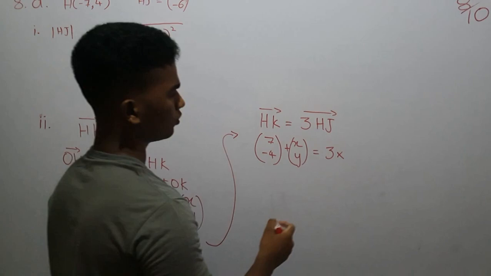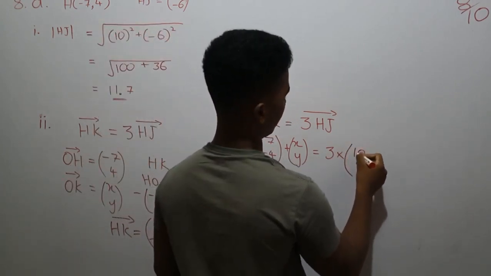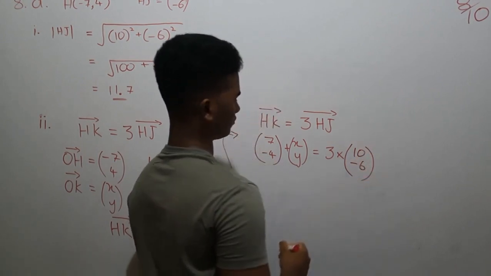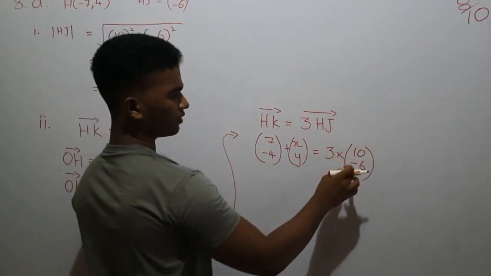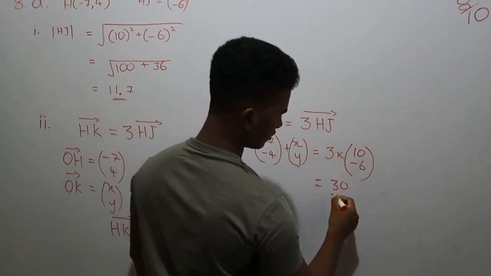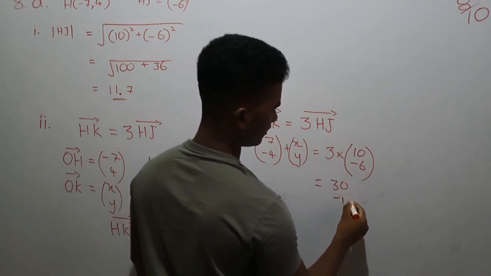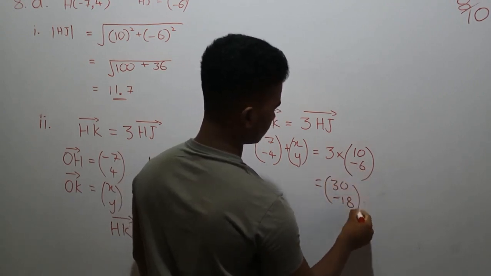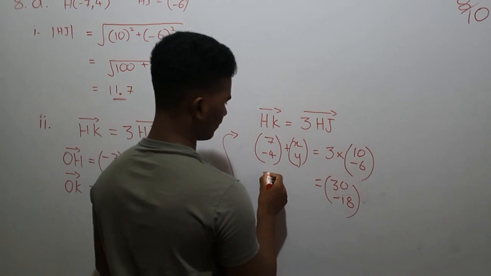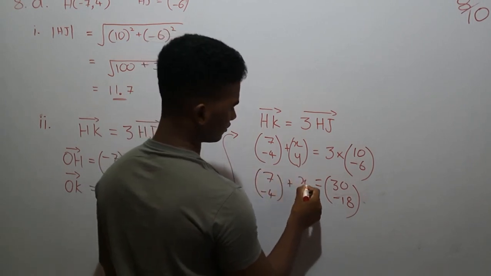So write the HJ vector now, 10 and -6. First multiply, 3 into 10 is 30 and 3 into -6 is -18, and 7 minus 4 plus x and y.